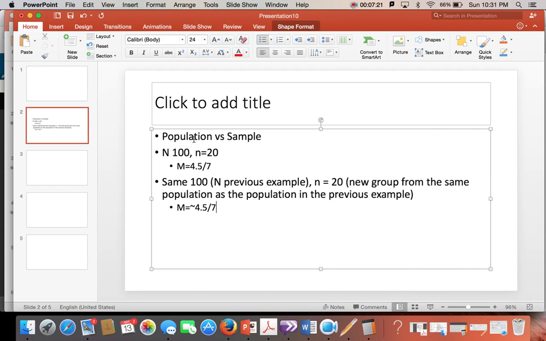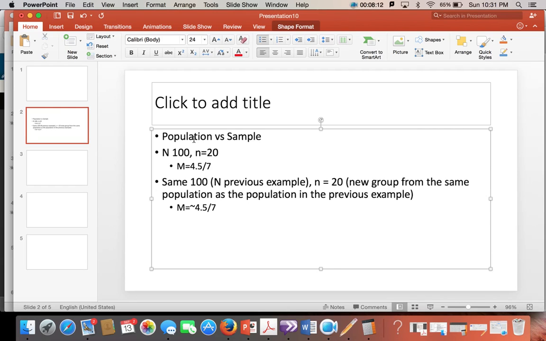Not a number that's going to be drastically different from the one that I have here, but something that's remotely similar. Now, why should that number be somewhat similar to the one from my previous example? Well, because these individuals are coming from the exact same population. They're getting the exact same materials. They have the exact same characteristics as the other 20 people who had already participated and given me their data.